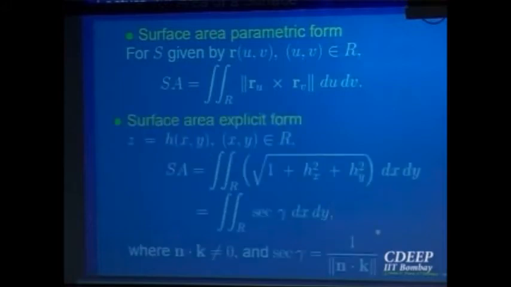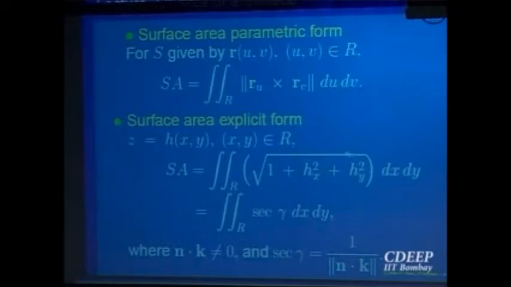We also had another representation when the surface is given explicitly, say z is equal to h(x,y), where x and y vary in a region R in the xy plane. Then the norm of r_u cross r_v is given by the square root of 1 plus h_x squared plus h_y squared. So just putting the value of that norm, the surface area is given by this formula.